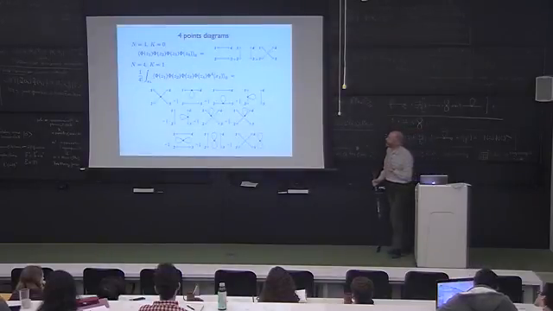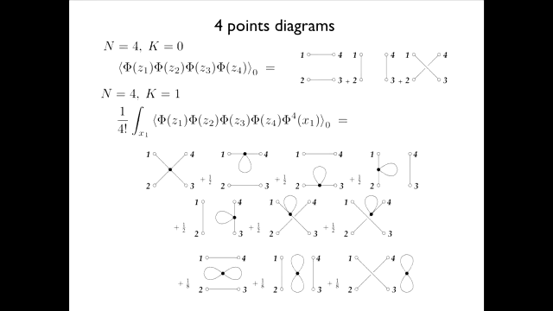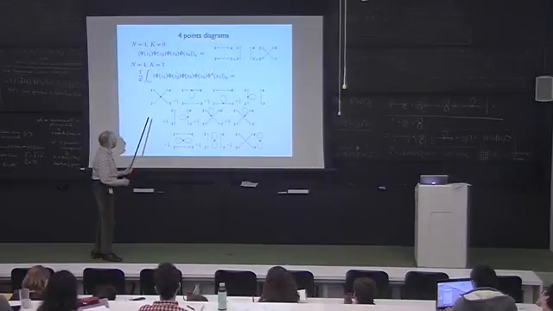Now, for the 4-point function, we want to compute the expectation value of a product of 4 fields in the interacting theory. For that, we first have to compute the expectation value of a product of 4 fields in the free theory. Those are given by the 3 diagrams that you obtain by applying Wick's theorem that I explained before. Then, at first order in the coupling constant, you have to compute the expectation value of a product of 4 fields times a phi-4 operator in the interacting theory. And then you get more diagrams.